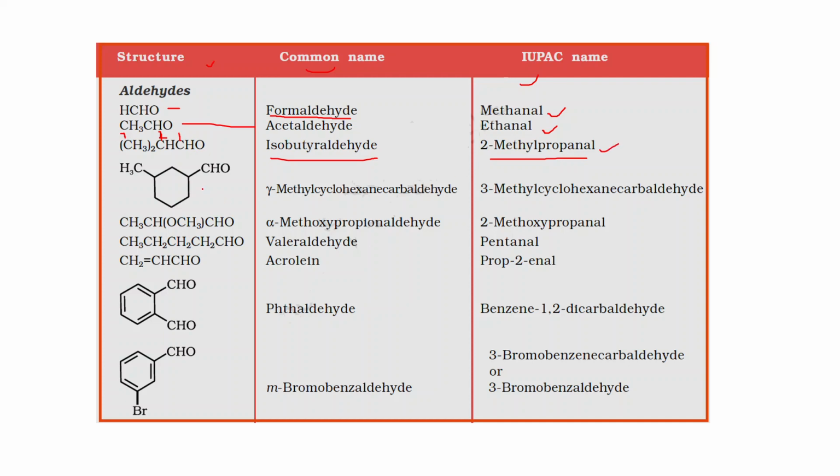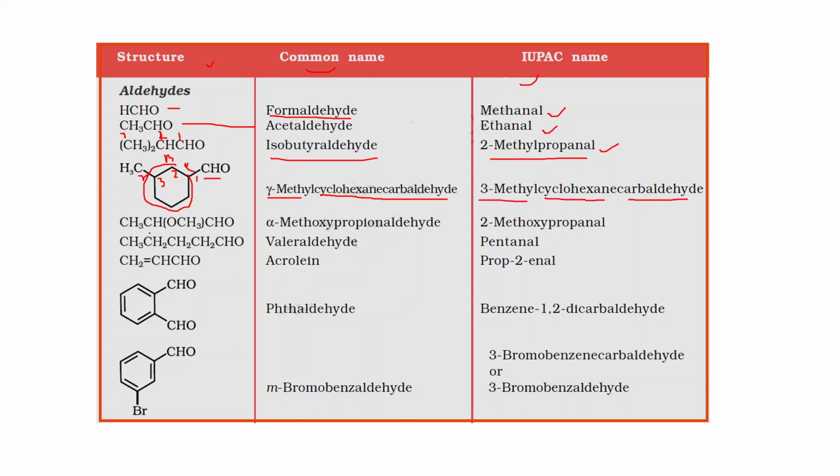Now in this case, this is cyclohexane. To this CHO is attached. That's why this is cyclohexane carbaldehyde. And in this case, this is alpha, this is beta, and this one is gamma. That's why this is gamma methyl cyclohexane carbaldehyde. In IUPAC name, we will replace this alpha, beta, gamma by numbering. This carbon is 1, this is 2, and this is 3. That's why this is 3-methyl cyclohexane carbaldehyde.